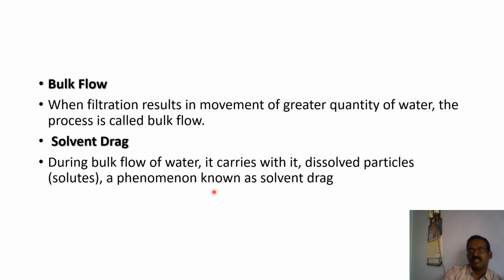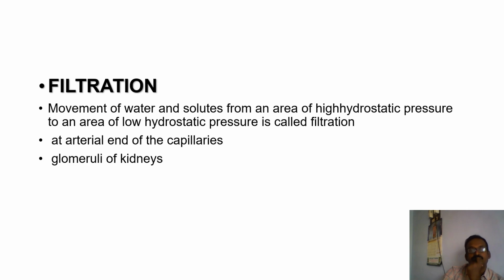These are the types of passive transport. Filtration is the other type of passive transport. Here movement of water and solutes is from the area of high hydrostatic pressure to low hydrostatic pressure. This mainly occurs in the kidney, renal nephrons, in the glomeruli and the arterial end of the capillaries. So the filtration occurs.